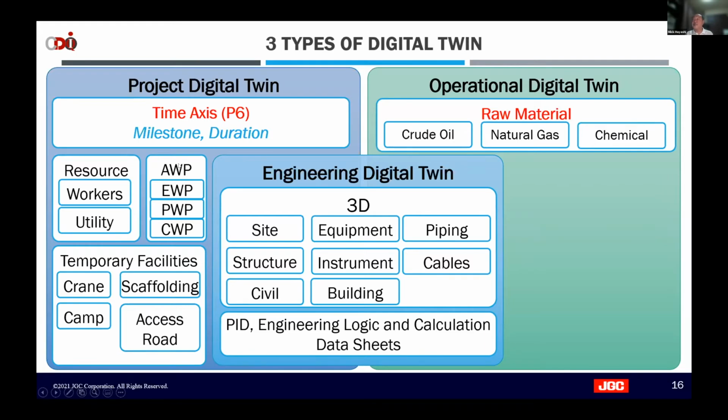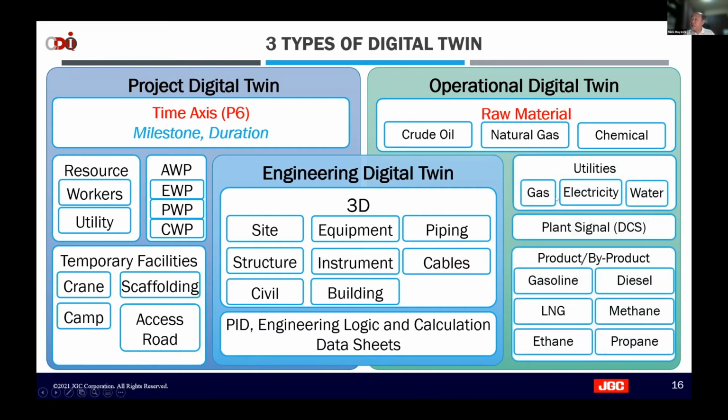And then once the plant is complete, it starts operation. So the operation team will, of course, put raw material into the plant, such as crude oil, natural gas, chemical. And then they use gas, electricity, water as utilities. And the plant signals, we call it distributed computer systems. As I said, the valves are responding to almost real-time events of fluid, temperature, level, pressures. And then they keep track of products and byproducts: gasolines, energy, diesel, methane, propane, ethane.